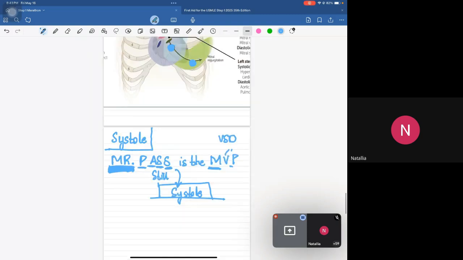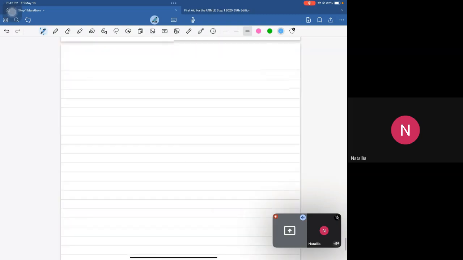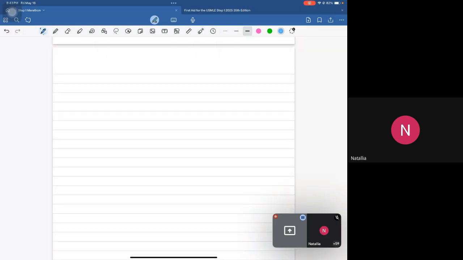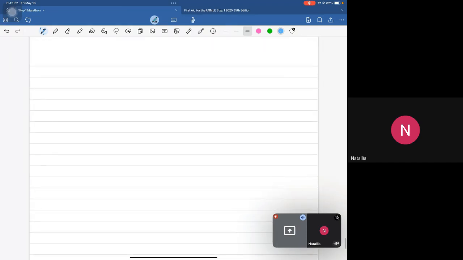Don't worry, we'll go into the detail about each of these, and I have two to three other mnemonics as well. We can look over those as well. But first, let's go into the detail of each of these murmurs. The number one murmur is aortic stenosis. We did this murmur yesterday as well, but we are going to go into the detail.